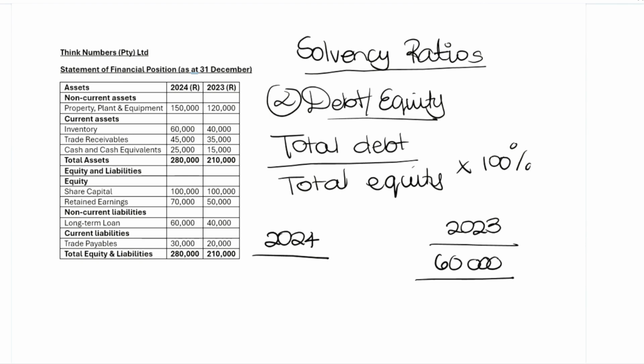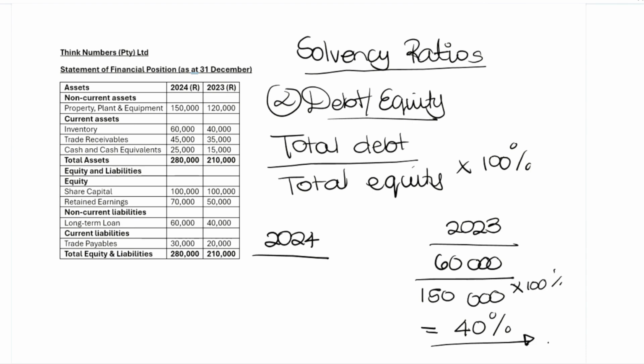And now our total equity for 2023, which we'll find in our statement of financial position, where you will add your share capital and your equity to give you total equity of 150,000. Multiply this by 100%, then you'll find that in 2023 we had a debt equity ratio of 40%.